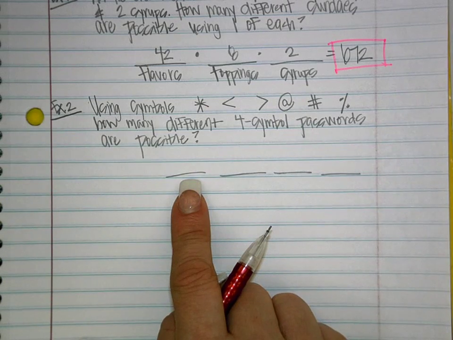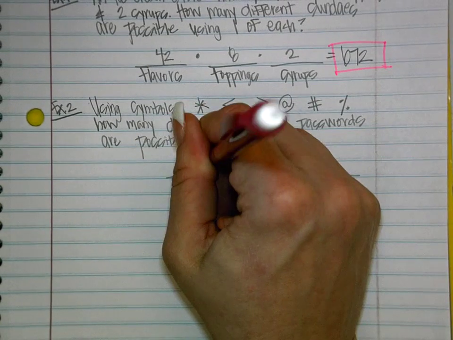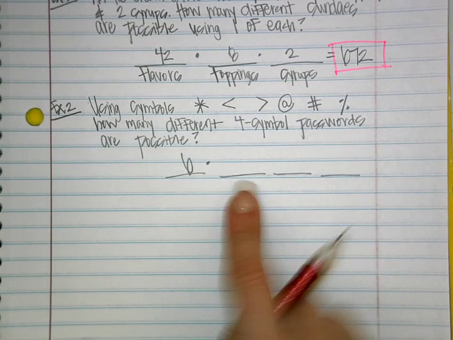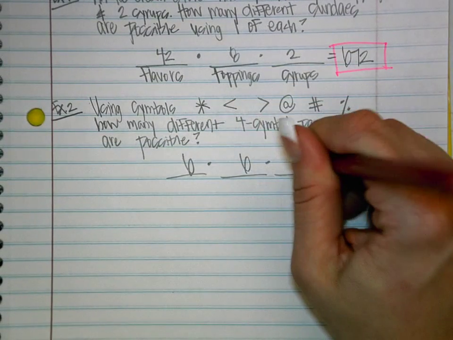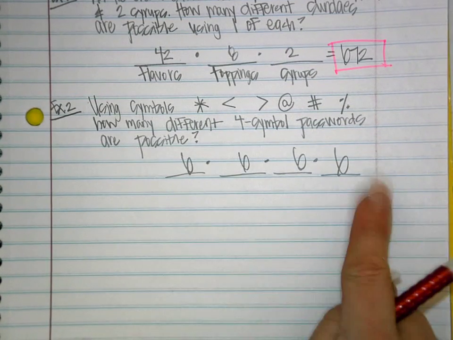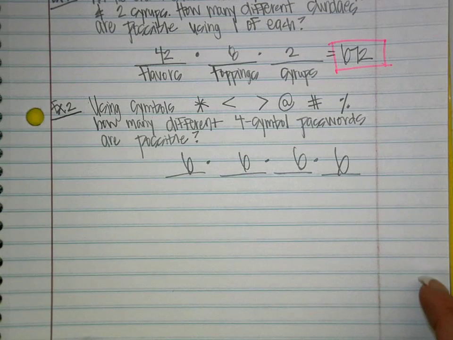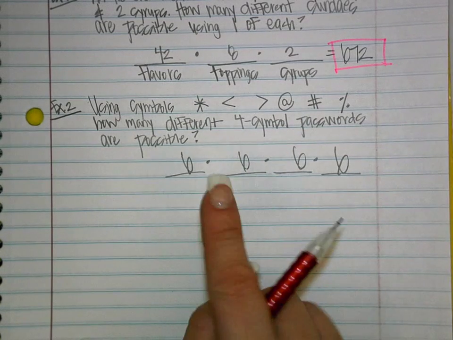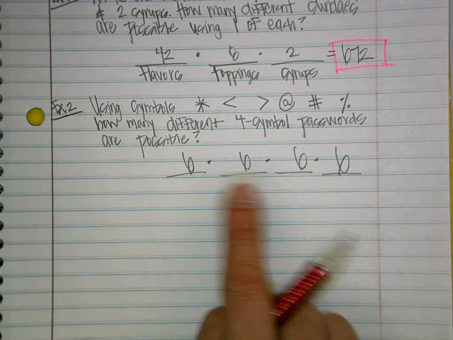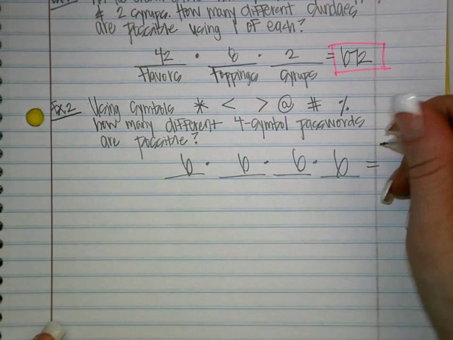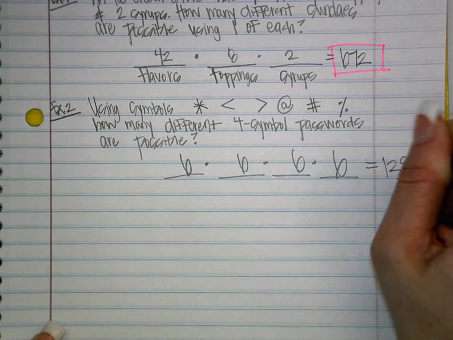6. Multiplied by, how many do you have to choose from for your second part? 6. Times 6 times 6. You have 6 to choose from in each space. This is not 4 multiplying. You have 6 choices. So you write your number of choices multiplied by the number of choices and keep multiplying. If you multiply these all together, we got 1,296.